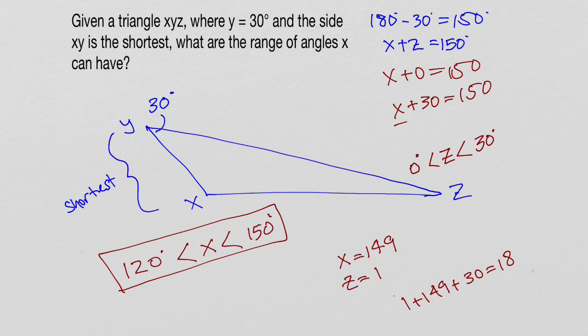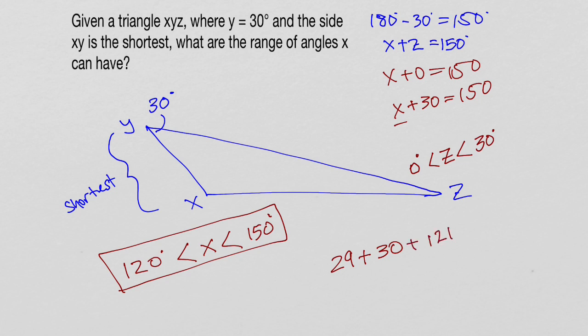And if we go up to, let's say 29, just to make it easy to see, well, 29 for Z plus 30 for Y plus 121 for X, we get our 180. And again, this is totally legal, right? So here we have Z, here we have Y, and here we have X, still totaling 180. Y is fixed. Z is at almost its maximum. Yeah, I think this works just fine.